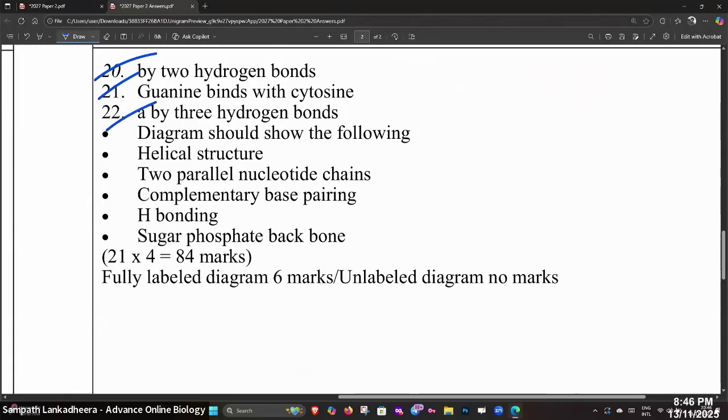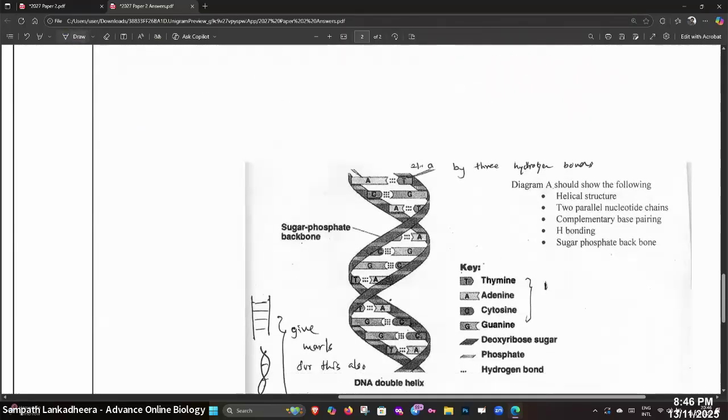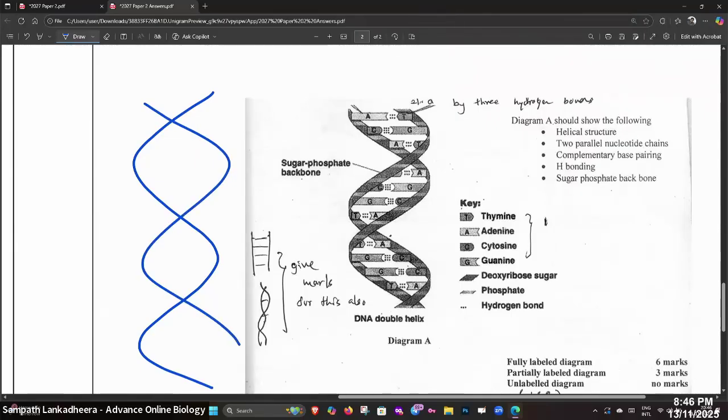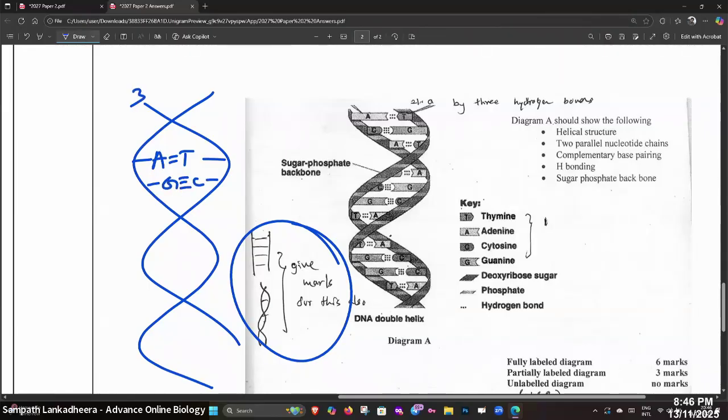And then you have to draw the diagram. So this is the expected diagram. You don't have to draw the diagram exactly like this, but even if you draw it this way, they have given marks for this diagram too. So you can label adenine, thymine, 2 hydrogen bonds, guanine, cytosine, 3 hydrogen bonds, 3' end, 5' end. Sugar phosphate backbones you can label. You can draw the diagram simply.